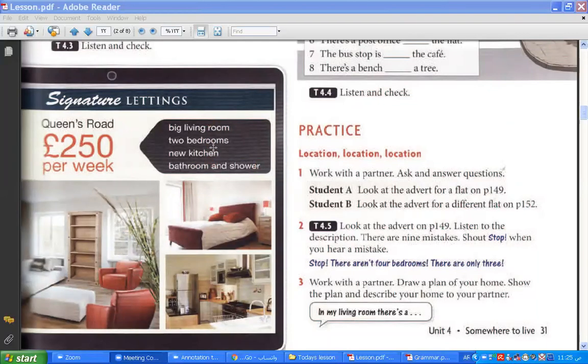Let me ask Khaled. You are hearing Khaled? I understand. So can you tell me about the rooms in this apartment? It has what? Or there is? No, you can say there is, there are. There is a big living room. There are two bedrooms. There is a new kitchen, and also there are a bathroom and shower.